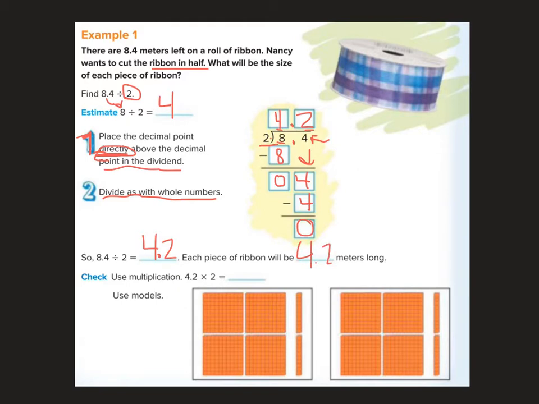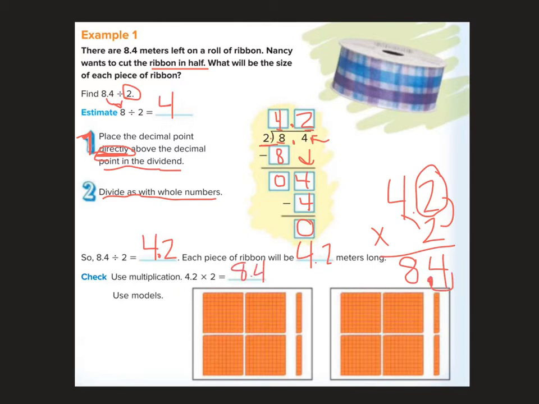Use multiplication to double check. If I have 4 2/10 multiplied by 2, 2 times 2 is 4. 2 times 4 is 8. Then I have one spot to the right of the decimal, so I bring my decimal point one spot back, and I get 8 4/10, which is what I should get because that's what I started with.